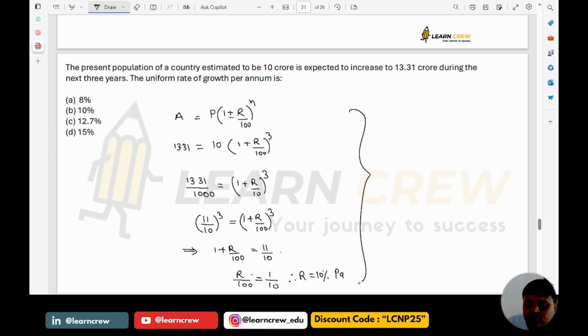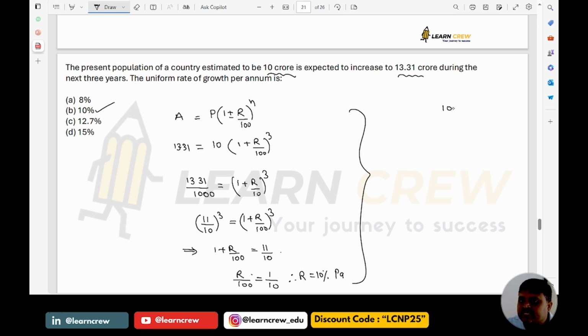And without doing all these things, see what is given. The initial is 10 crore. After 3 years, it is 13.31. So what is the rate of growth? So go through the options. If you go through the options, option B will satisfy.